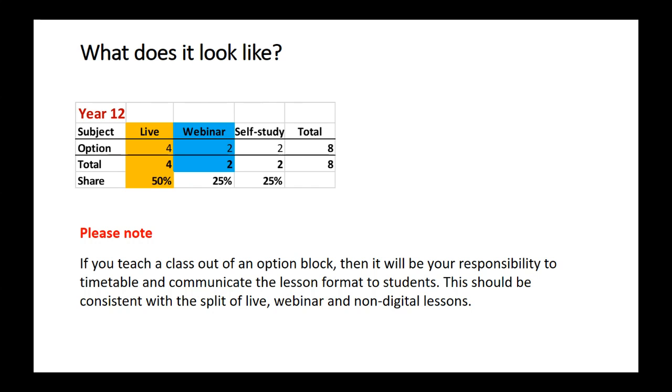So I hope that's helpful. I hope that gives you an idea of what it's going to look like. You will get a PDF of the timetable across the year groups, and as a teacher you need to look at that if one of your year groups goes into self-isolation, so you can be aware of when the live lessons, webinars and self-study periods fall.